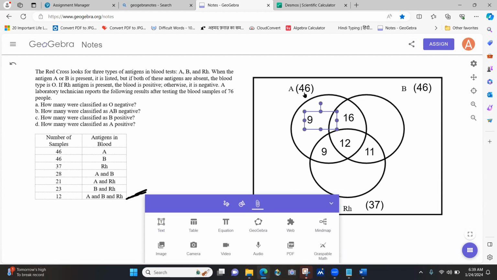Now I don't need this 46 anymore. That's why I put it in parentheses. This is also 46. 46 minus 16 is 30. 30 minus 12 is 18. 18 minus 11 is 7. 7 goes here. And this one is 37 minus 12 is 25. 25 minus 11 is 14. 14 minus 9 is 5. 5 goes here.